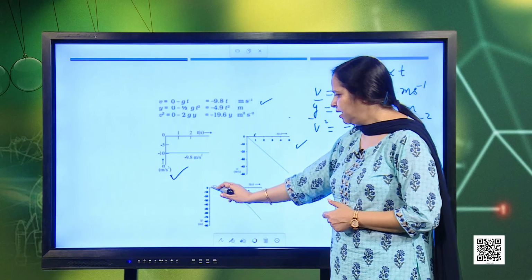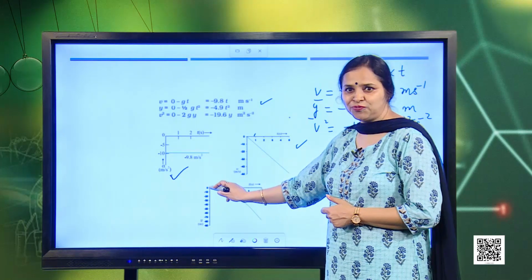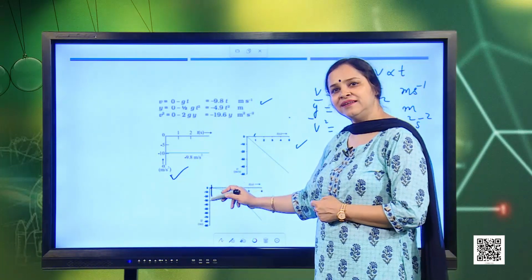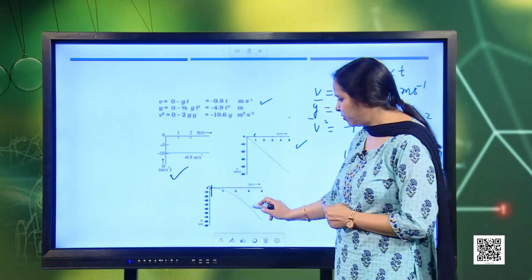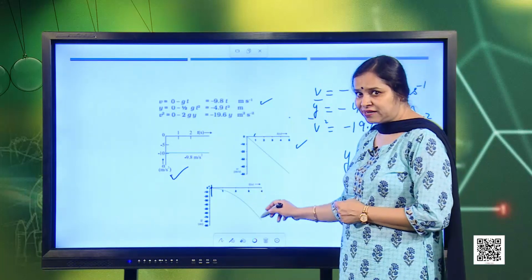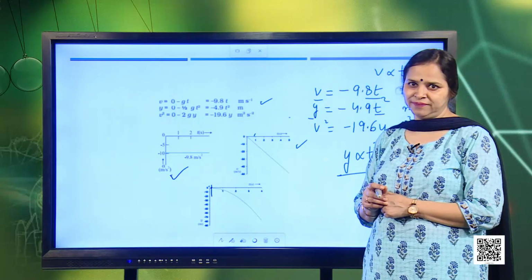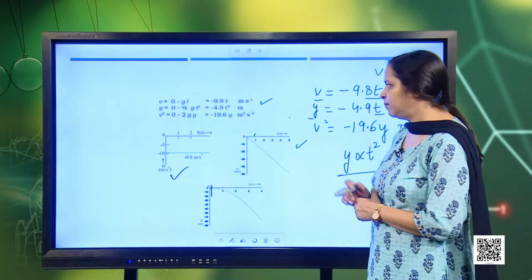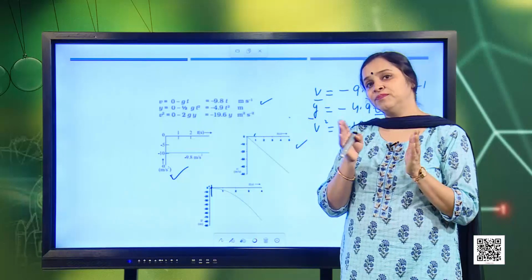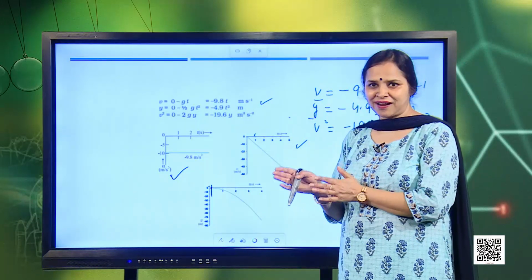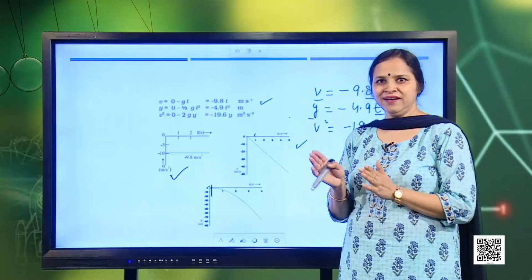Again, for a free fall, if the highest point is the origin, then the displacement will be towards a negative direction. So that is how you get a curve. We don't get a straight line, we get a curve since y is proportional to t square. So this is how we can plot the three graphs, the displacement-time, the velocity-time, and the acceleration-time graph for a freely falling object.